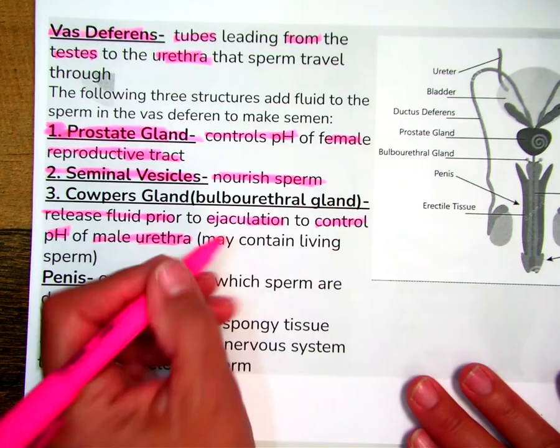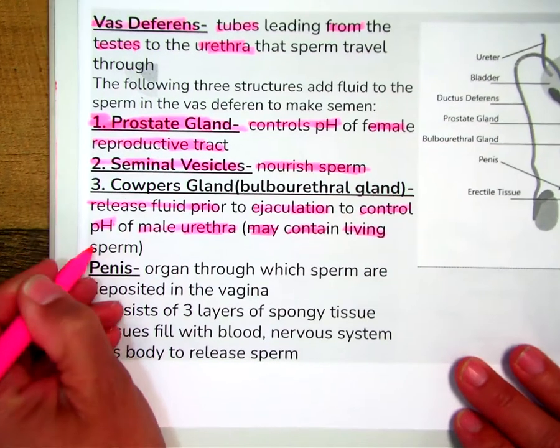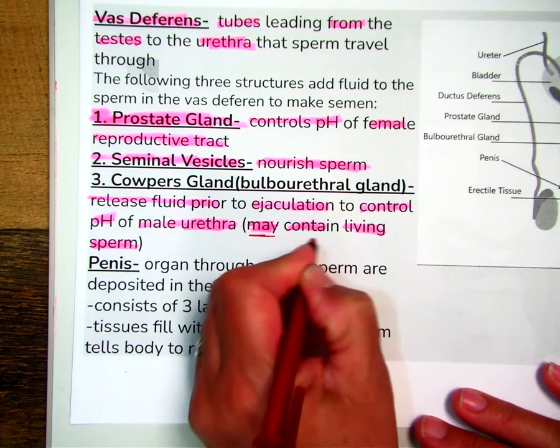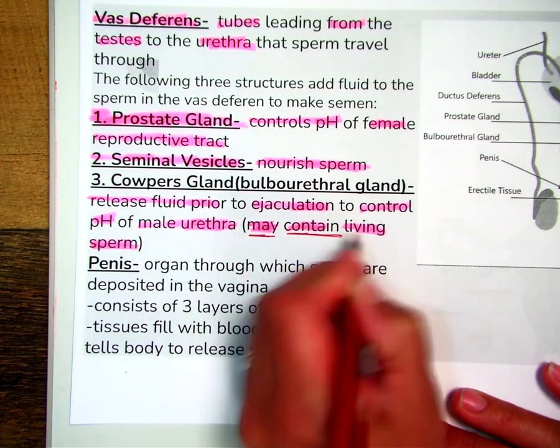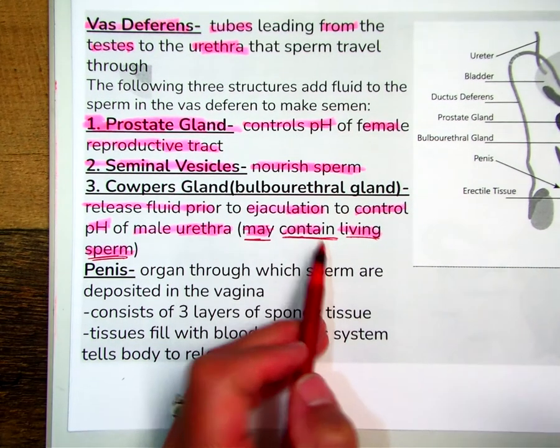All right, now, some people will say this, so pay attention. This is important. It does contain living sperm. And you may hear people say that fluid that comes out before ejaculation does not have sperm in it. It could. All right, it could.